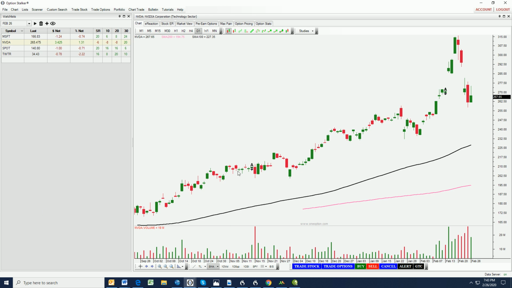So, NVIDIA, beautiful. Nice grind higher. Big demand for graphics chips. They're going to be putting them in cars, phones, everything. Tons of applications for NVIDIA. Very hot stock. Boom, boom, earnings. We love it. Off to the races. Going to go to the moon. Uh-oh. That coronavirus thing.